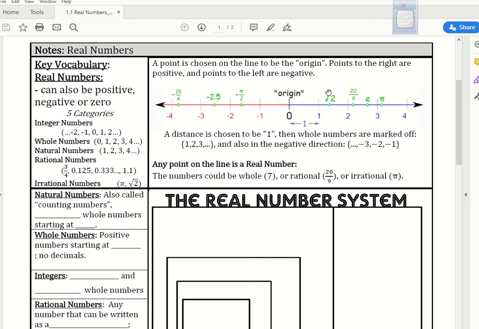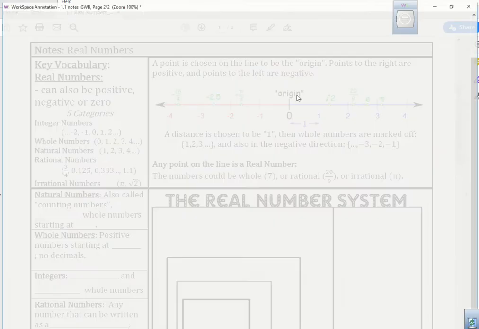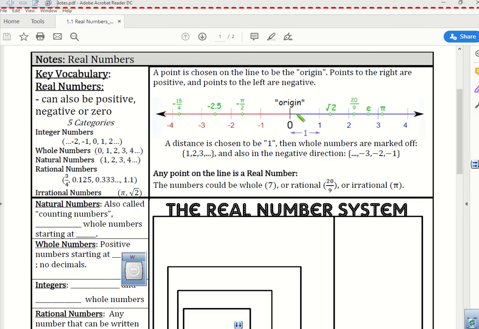Zero is the origin, so everything to the right or in the blue is positive. I'm going to make a note here. So these points here, I'm going to say plus, are positive. And these points down here, I'll say minus for negative. A distance is chosen to be 1, then the whole numbers are marked off, so 1, 2, 3. Also in the negative direction, negative 3, negative 2, negative 1.